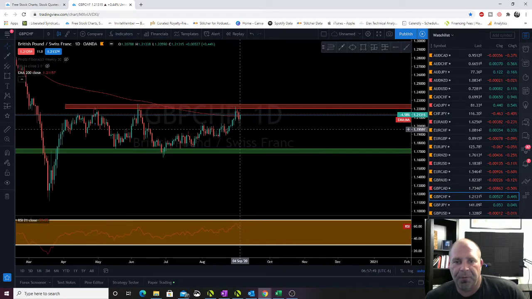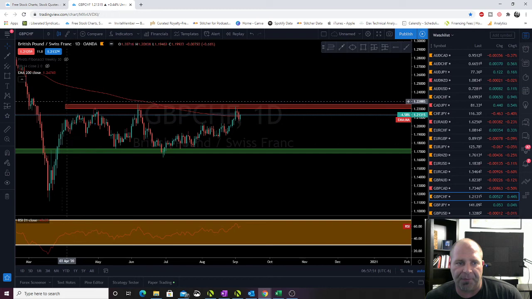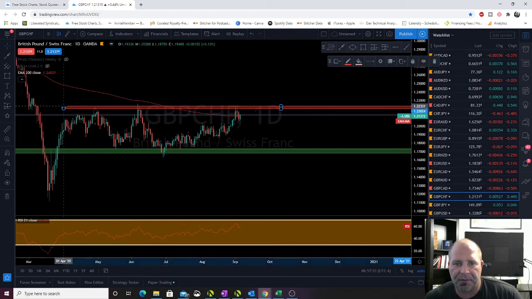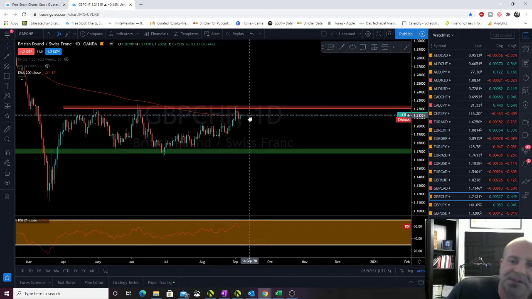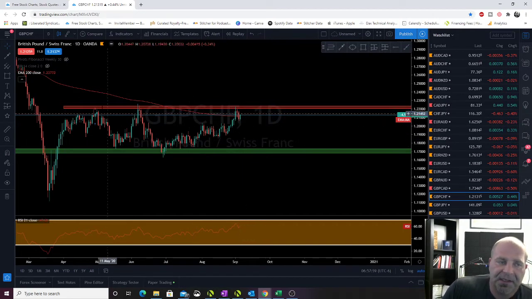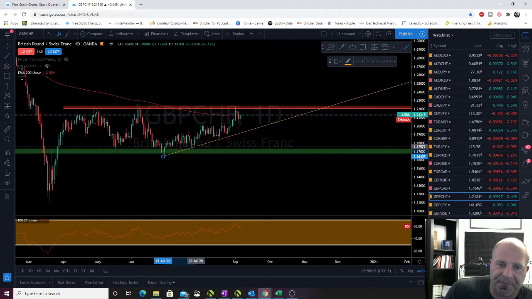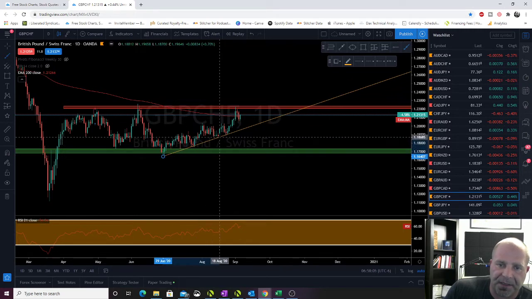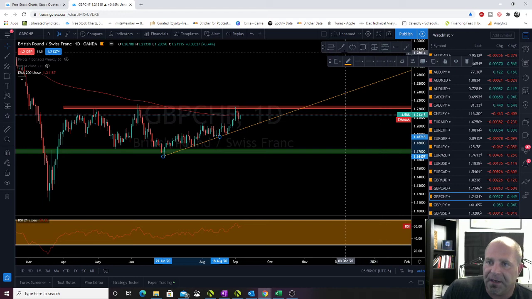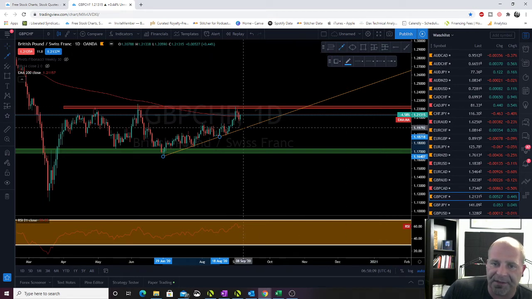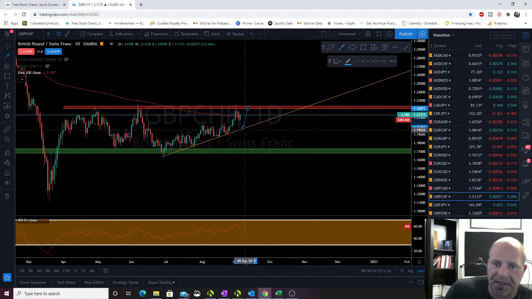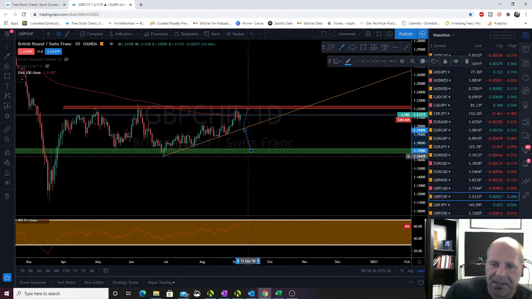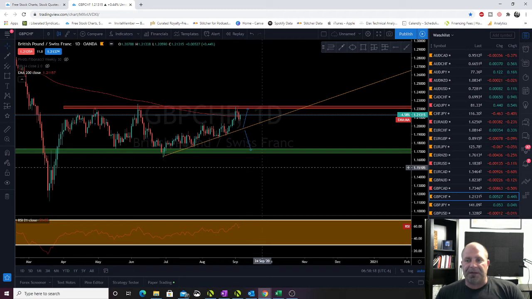GBP CHF, we're testing the 200 EMA right near support. Okay. So we may go sideways a little bit off of this, and to play this one real safe, you can wait for that break of a trend line, or a test of it. So a test of it, easy buy trade. A break of it, not the best, but that's your first inflection point off that.